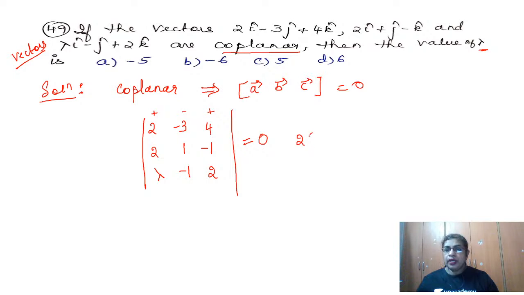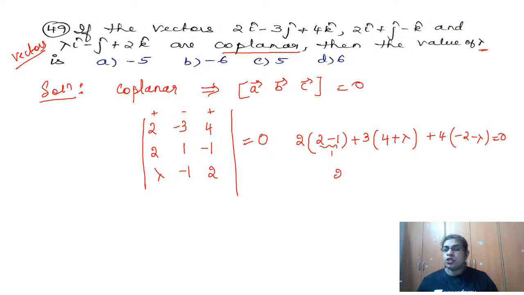So, it is plus 2 into, delete the column and the row, so you are getting 2 minus 1. Minus of minus 3, so it is plus 3 into, delete the column and the row, so you are getting 4 plus lambda. 2 2s are 4, minus of minus lambda, that is 4 plus lambda. Then plus 4 into, delete the column and the row, minus 2 minus lambda, is equal to 0. So, 2 minus 1 is equal to 1.